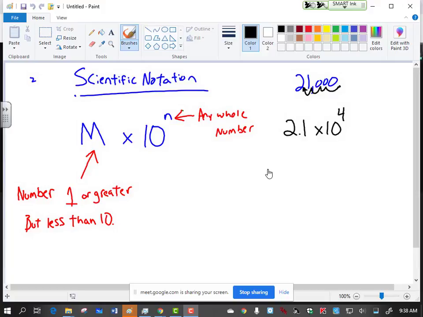So 21,000 would be your standard notation. 2.1 times 10 to the fourth is the scientific notation. They're the exact same number, just written differently. Okay? All right, let's do another one.